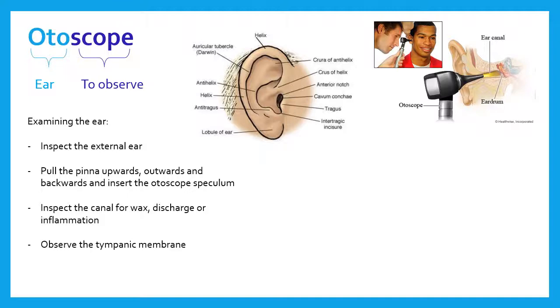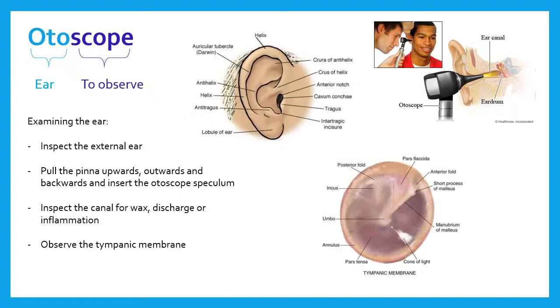Pulling the pinna upwards, outwards and backwards straightens the external auditory meatus and will allow you to observe the tympanic membrane down the otoscope. You should inspect the canal for wax, discharge, foreign bodies and other abnormalities. Then you can examine the tympanic membrane.